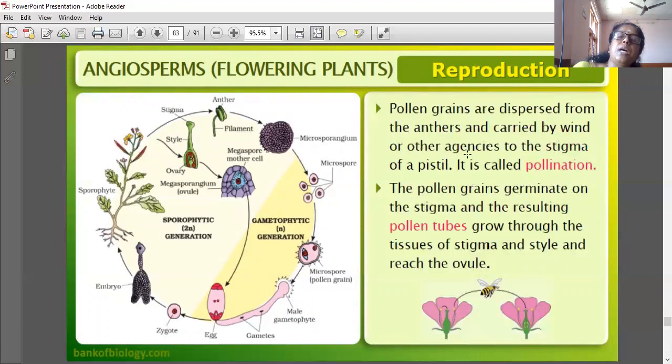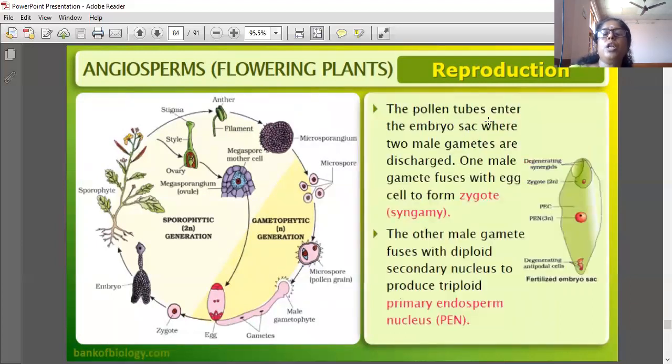Pollen grains are dispersed from the anthers and carried by wind or other agencies to the stigma of a pistil. It is called pollination. The pollen grains germinate on the stigma and the resulting pollen tubes grow through the tissues of the stigma and style. The pollen tubes enter the embryo sac, where two male gametes are discharged.